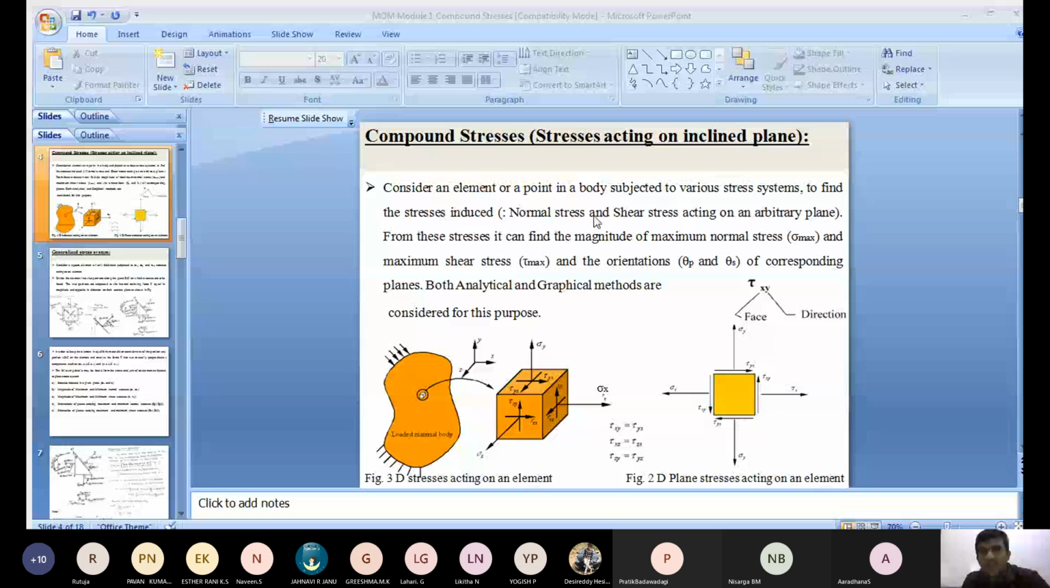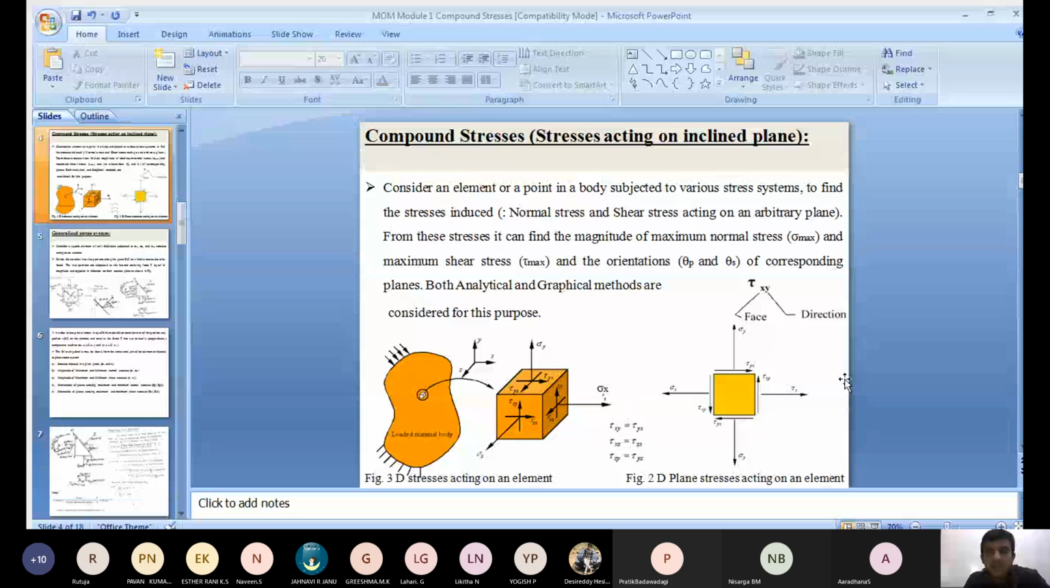How do you solve this? We go for two methods. One is the analytical method, by applying exact formulas. Another is the graphical method, where with the help of geometrical instruments you construct it. The graphical method is also called the Mohr's circle method. Now we'll determine the maximum normal stress, maximum shear stress and their orientation.